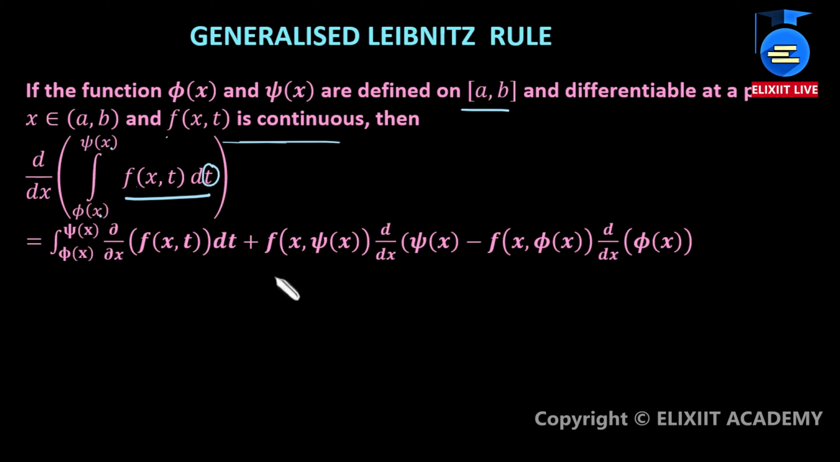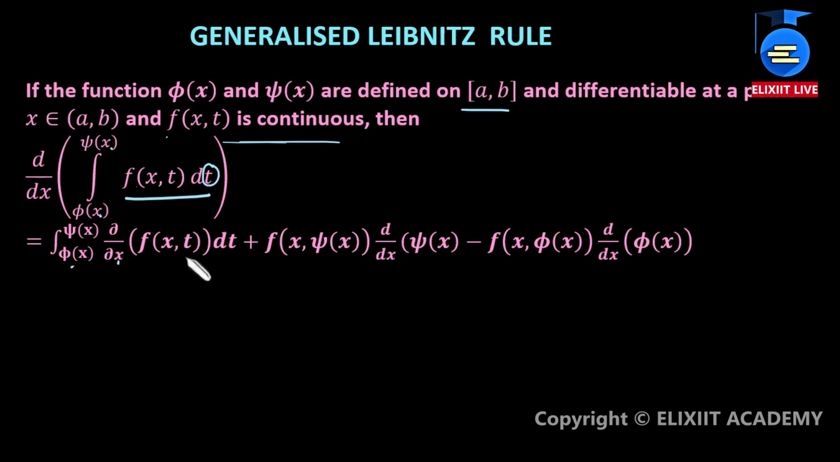To differentiate this, we have the generalized Leibniz rule, which is the integration from phi of x to psi of x of del f by del x of f of x, t dt. Now del by del x means the partial derivative with respect to x. Whenever you are differentiating partially with respect to x, t is kept constant. Any other variable except the one you are differentiating with respect to is kept constant, whatever it is. So other variables like t will be kept as constant.